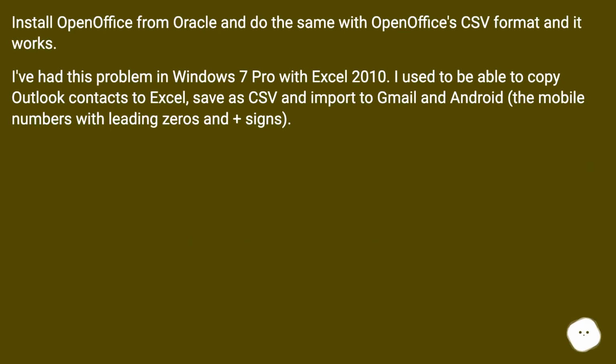Install OpenOffice from Oracle and do the same with OpenOffice's CSV format and it works. I've had this problem in Windows 7 Pro with Excel 2010. I used to be able to copy Outlook contacts to Excel, save as CSV and import to Gmail and Android, the mobile numbers with leading zeros and plus signs.